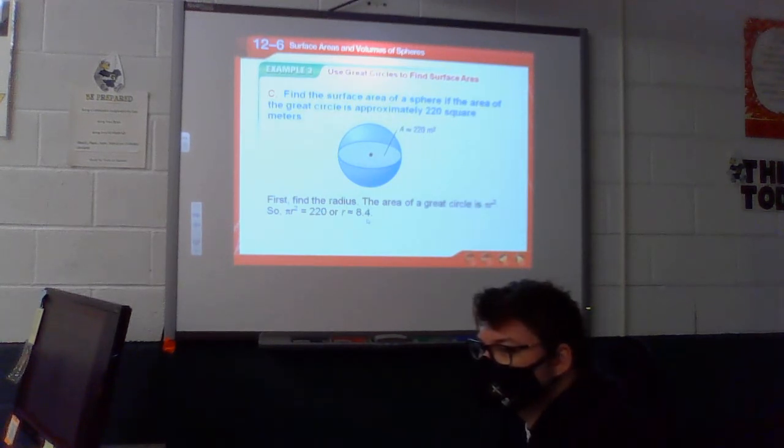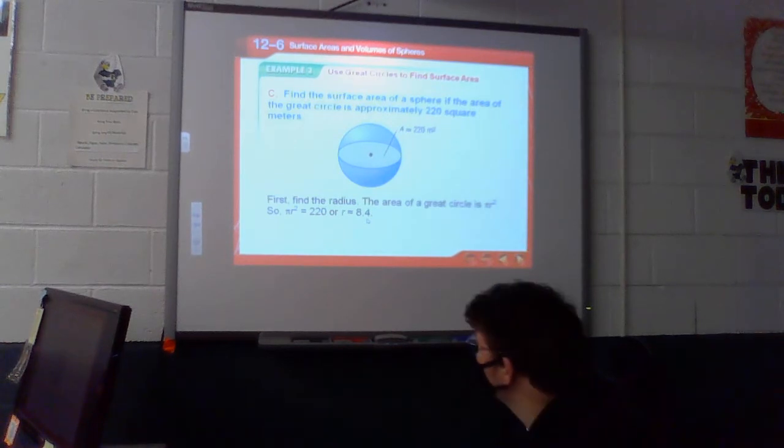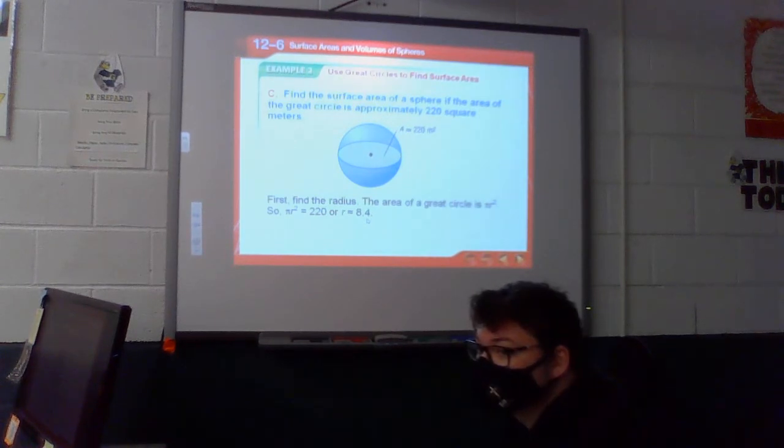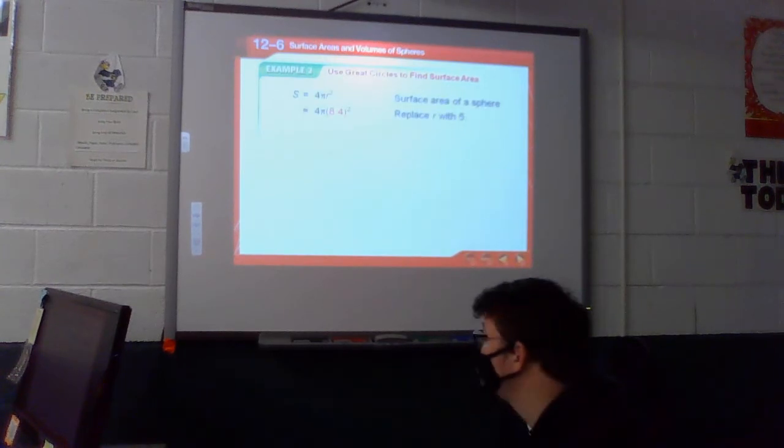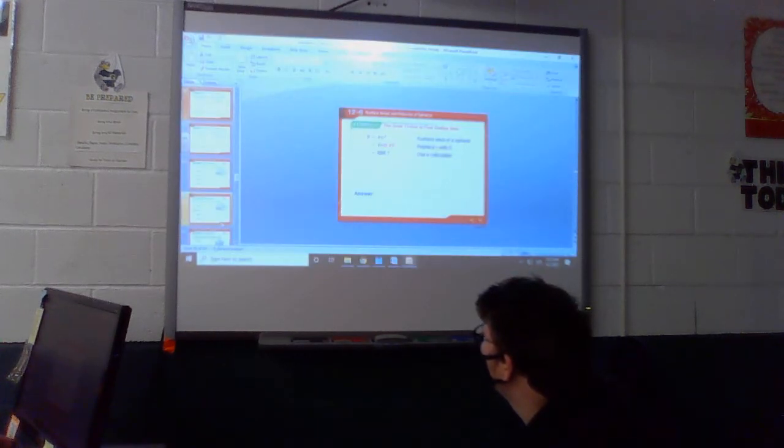Now we can go back and do our surface area formula. Okay, so we put 8.4 in as our r, and we're right back to what we did in the first example. That makes sense to everybody? So here's my formula again, and again, make sure that you square it before you multiply by any of the other things. I think we already did that one.